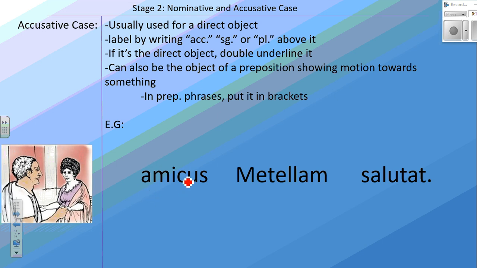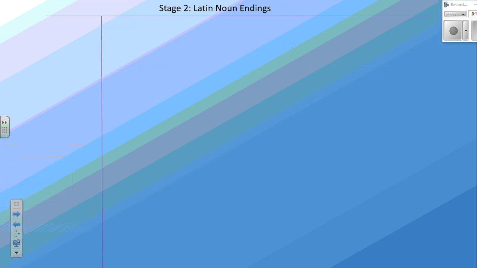So here's another example. We already have our subject, amicus. Now we have a direct object, metellum, salutat, and you can see from the direction, so the friend subject is doing the action greeting to metella, the direct object, which is in the accusative singular. A, C, C, S. This is really hard. Hope you all appreciate this.